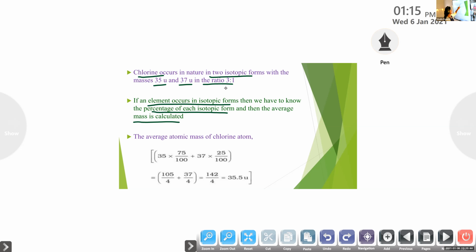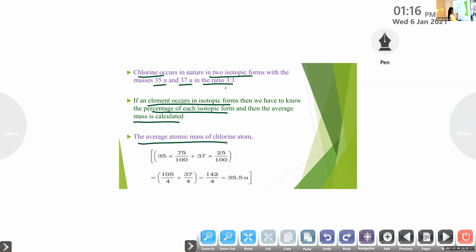Here it is represented in the form of a ratio. From this ratio, we can identify that this 35U mass chlorine is more and 37U mass chlorine is least. So we know the percentage of each isotopic form to calculate the average mass. Then we have to calculate the average atomic mass of chlorine atom. Look here, how to calculate the average atomic mass of chlorine atom.